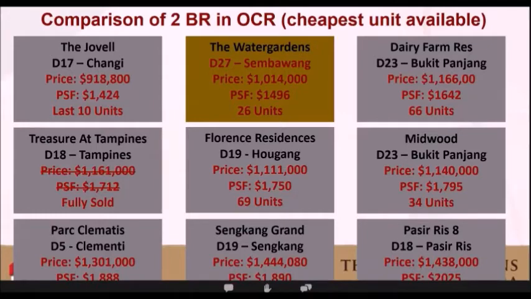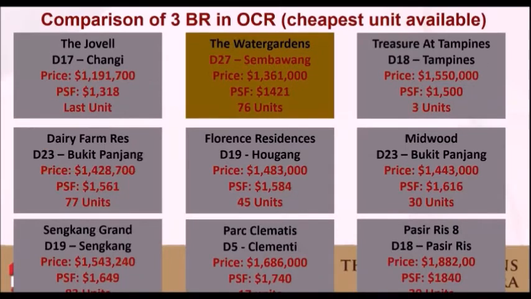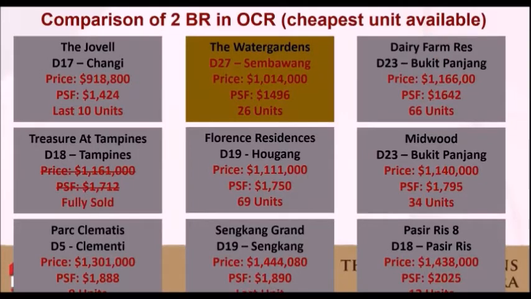Let me show you. Our cheapest 3-bedroom at Watergardens is only at 1,421 PSF at 1.361. It's really priced to sell, because any HDB upgrader, any EC convert to private, or any downgraders will be able to accept this price, 1.361 million. And this is even lower than the 2-bedroom in the OCR, such as Sengkang Grand and Pasir Ris 8.